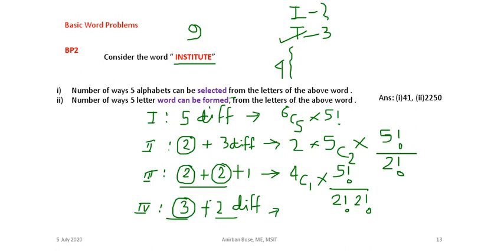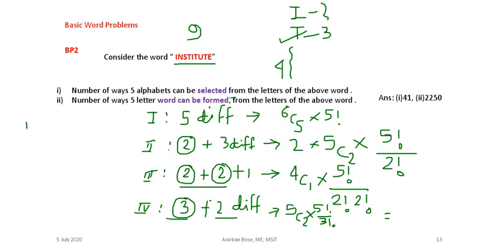So the remaining 2 will come from the remaining 5 letters, so 5C2, and they can be arranged in how many ways? 5 factorial divided by what? 5 factorial divided by 3 factorial, because 3 are repeated. Okay, so that you have to find out.